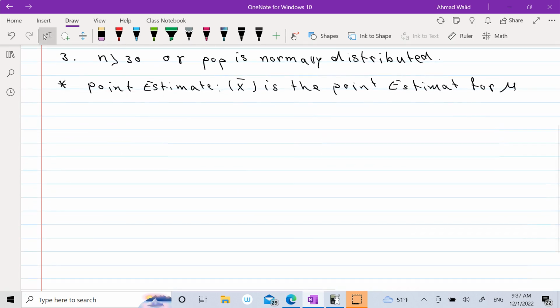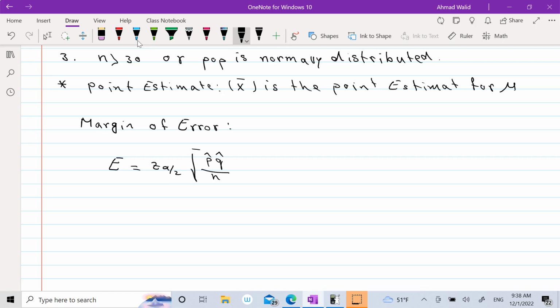Now, as usual, first we have to find the margin of error. I'll create a formula for you. Remember, for the population proportion, the margin of error formula was like this: E equals Z alpha over 2 square root of p hat q hat over n, correct?